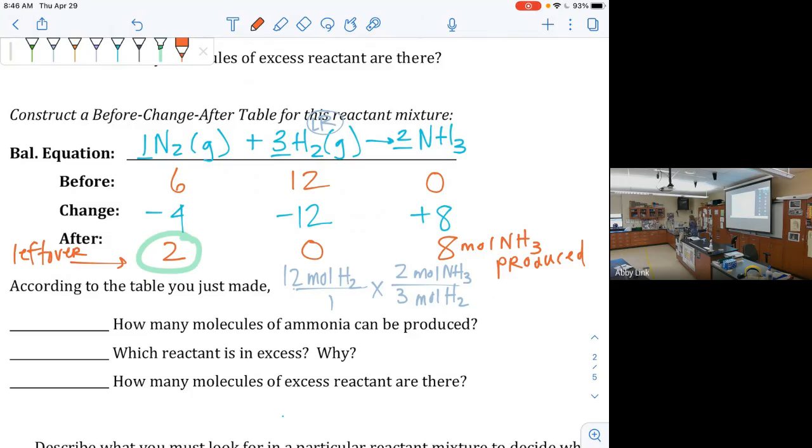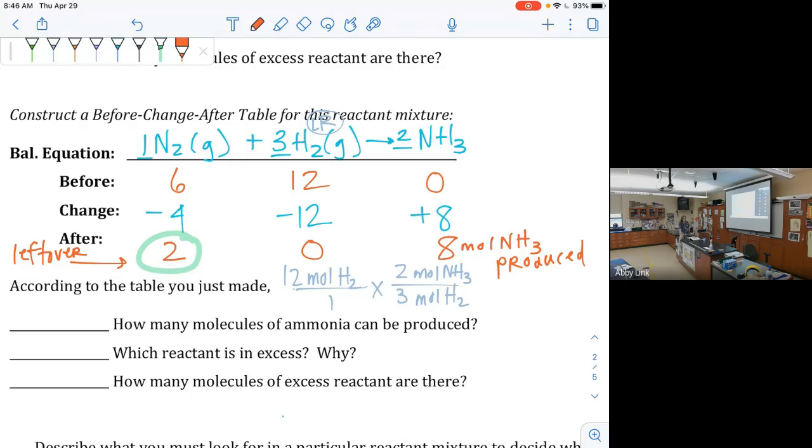All right, they're going to ask you that, guys. There's no way around it. You're going to have to figure out what the limiting reactant is, how much product you can produce with it, and then you're going to also have to tell me how much of that excess reactant is left over.